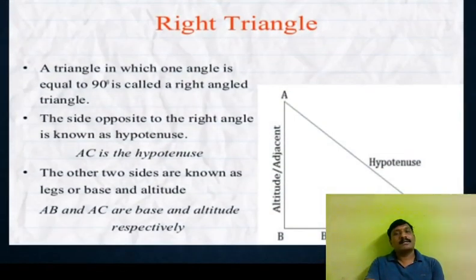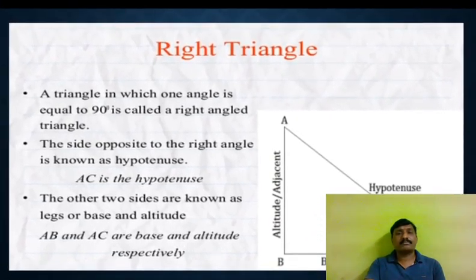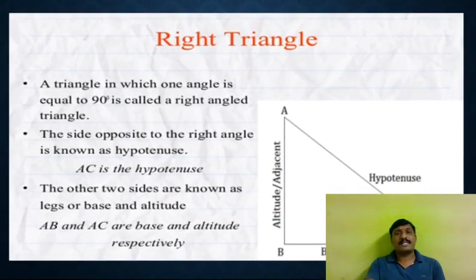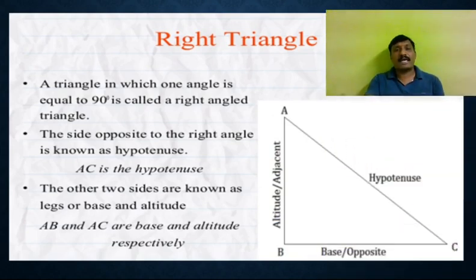Generally trigonometry revolves around the right angled triangle. So let us know about the right angled triangle. It is a triangle with three sides. If one of the angles is 90 degrees, then the triangle is called a right angle triangle. The other two angles automatically become acute angles.